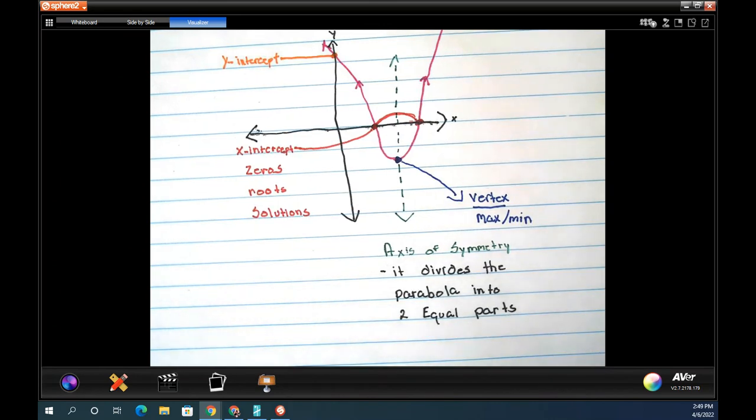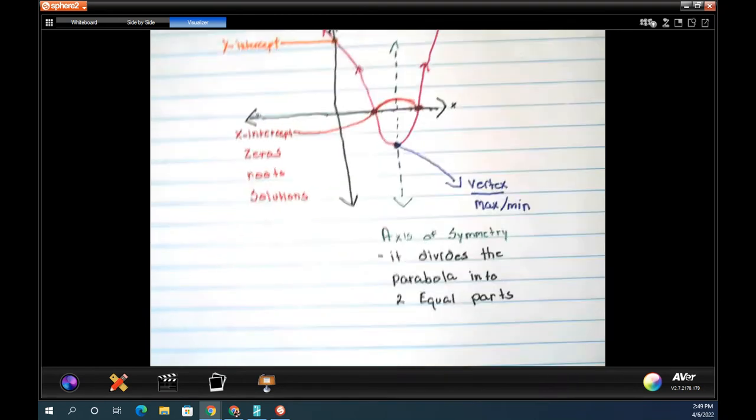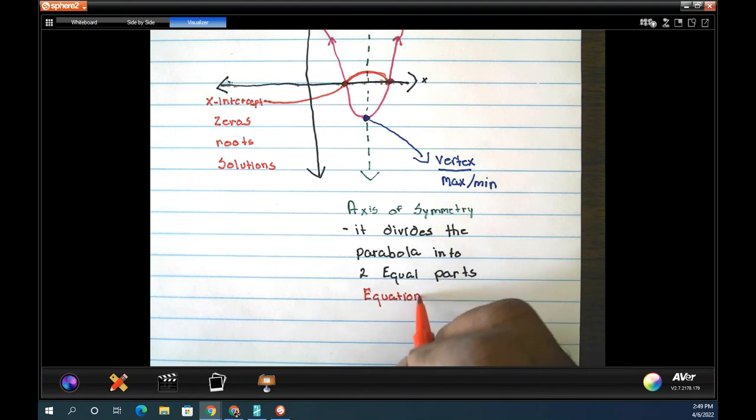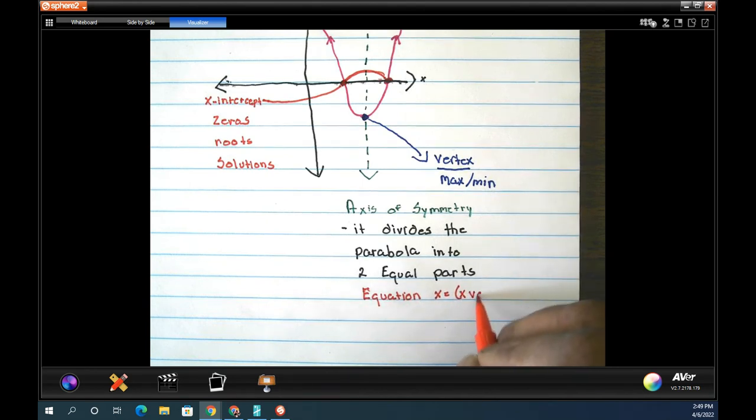Now, the equation, it has an equation. And it will be x equals the x value of the vertex. The x value of the vertex. That's it.